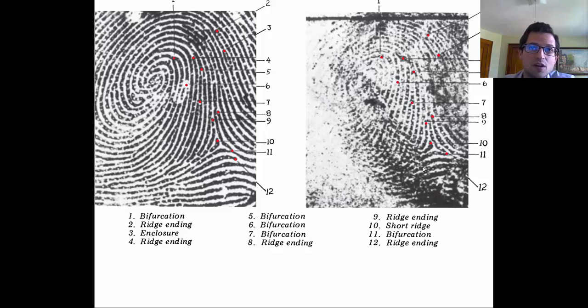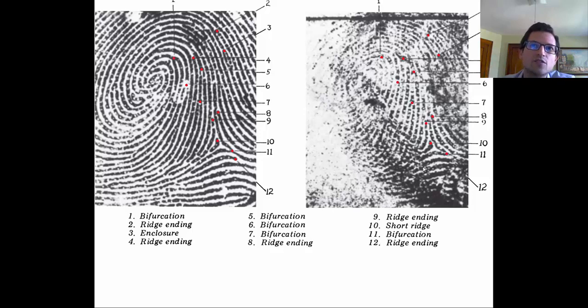So on the right side of the screen, you can see the latent print which was pulled from the crime scene. And you can see that all of these 12 characteristics, bifurcations, ridge endings, enclosures, short ridges, are present in that one there on the right. Now it's a little harder to see them, but they are there.